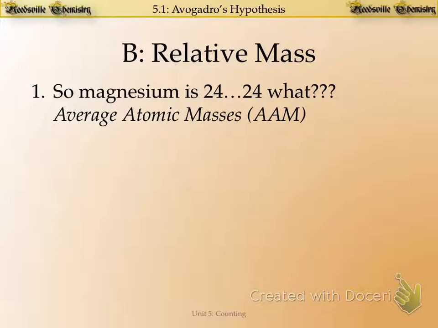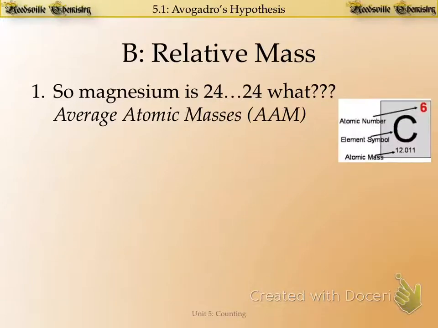Okay, so magnesium is 24. But 24 what? I hate naked numbers in this room. So the 24 is the number that we refer to as the element's average atomic mass. We stick the word average out in front because this number is actually what I call a weighted average. As you've probably noticed from your periodic table, the atomic mass for magnesium isn't exactly 24, just as the average atomic mass for hydrogen isn't exactly 1. And this is due to something called isotopes, which I'll talk about a little bit later in this chapter.